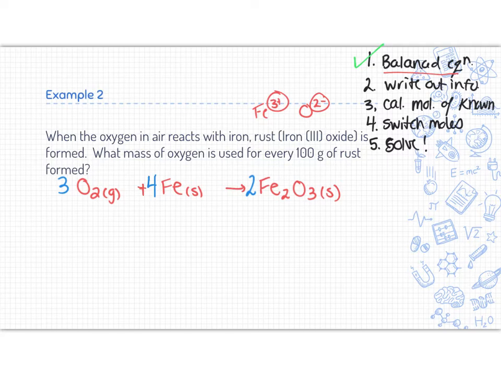We've balanced our equation. Step 2 is to write out the information that was given in the question. What mass of oxygen is used for every 100 grams of rust formed? So if we produce a mass of 100 grams of rust, we are looking to solve for the mass of oxygen. So we've written out all our information.